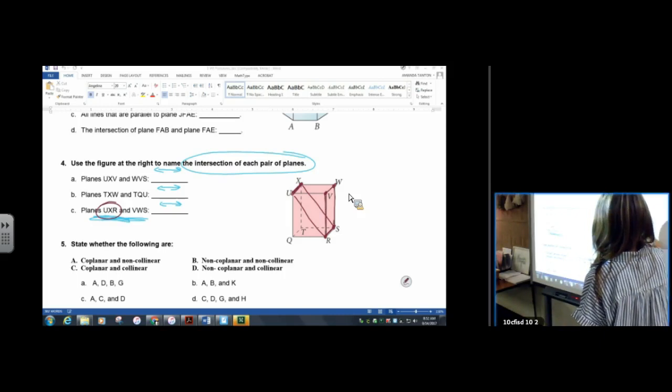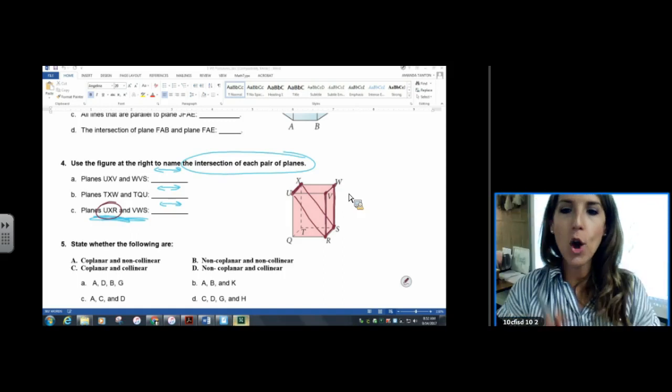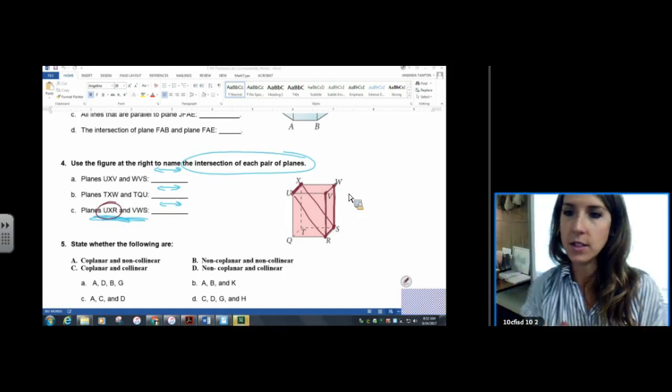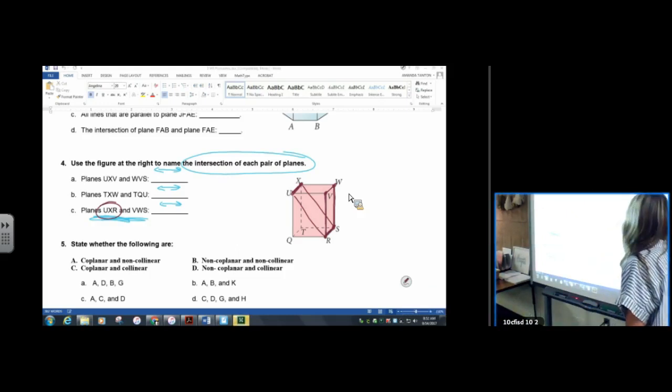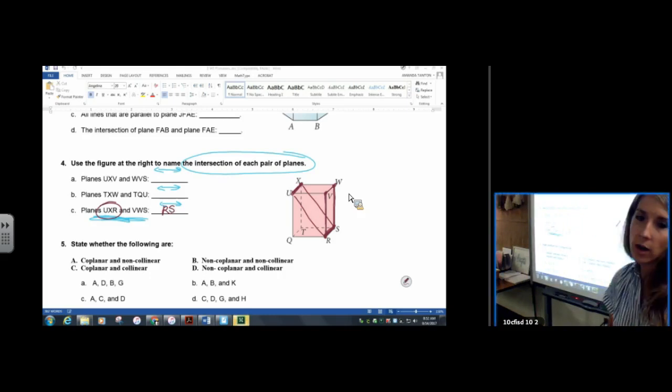So you're trying to find where they overlap. Where do those planes meet? Where do they overlap? What points do they have in common? Those are the things that you're asking yourself. And where they meet, he has a name. The name is RS or SR.